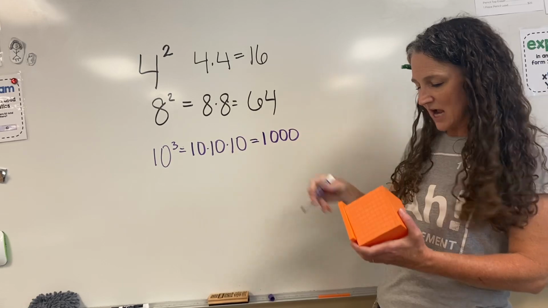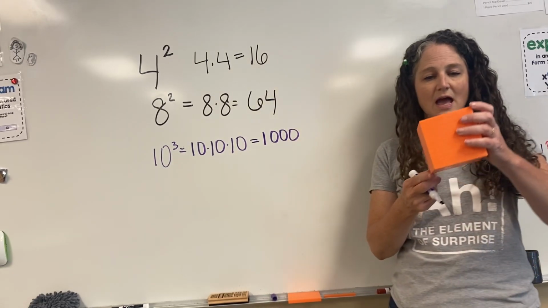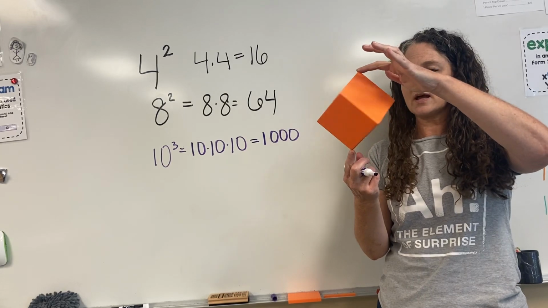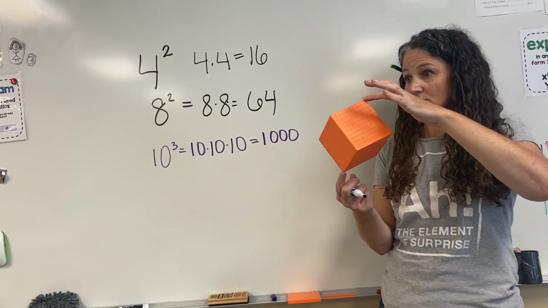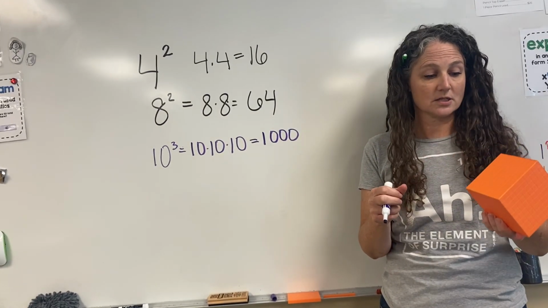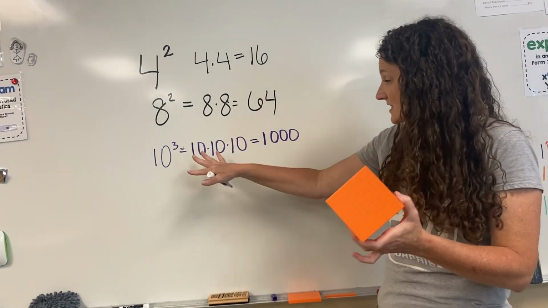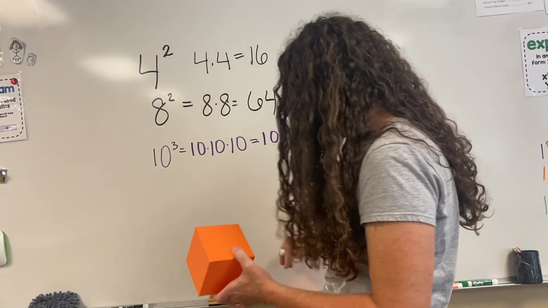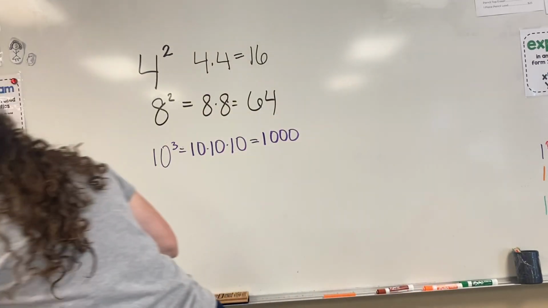So if this was actually filled with little cubes, which it is not, it's hollow, but we're going to pretend, how many little tiny cubes would I have here? 1,000. So it's 10 times 10 times 10. That's a lot of little tiny cubes. So it gets very, very big, very, very fast. Can we do this with other numbers? Yes, we can.